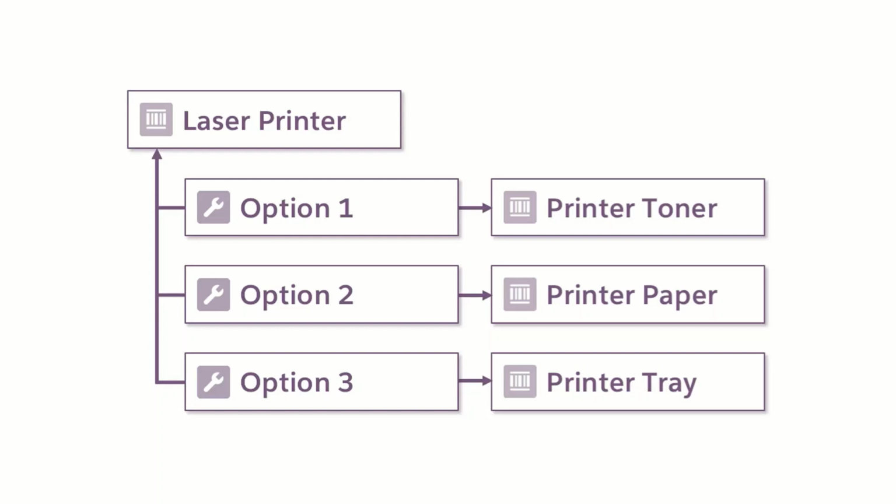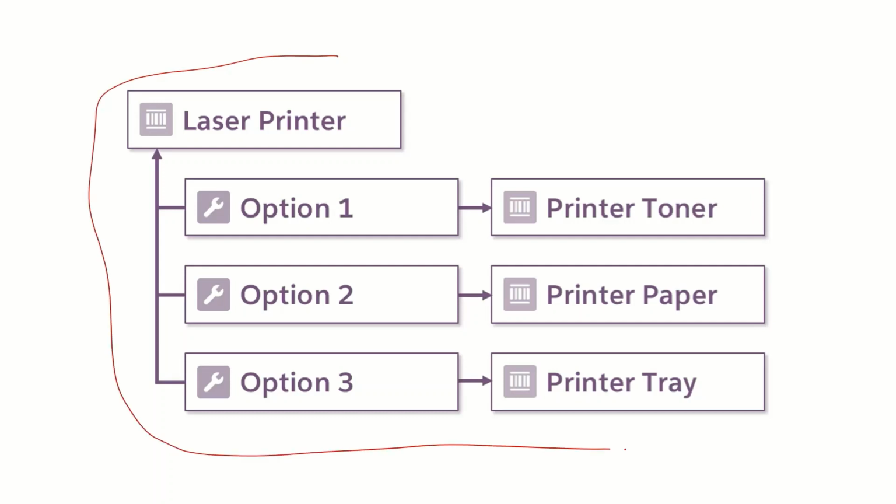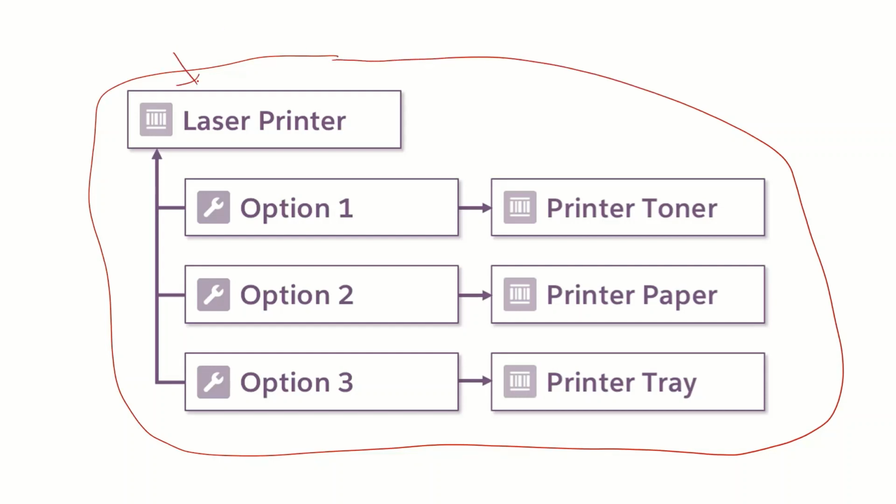So for an example, this is a bundled product. We have a laser printer. The laser printer is the main product or the parent product. Then we have product options. In that, the first option is printer toner, then printer paper, and then printer tray. So if we buy a laser printer, what type of printer toner we want, what type of paper we want, what type of tray we want. So these are the options under this product. This is the main product, and these are the options for that particular main product. So there are three options in it.